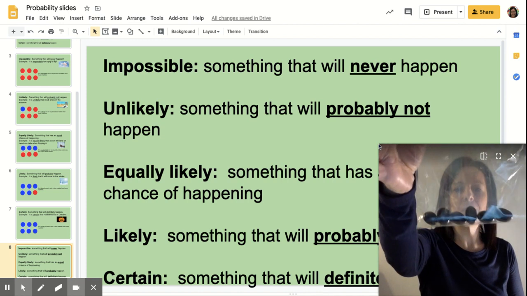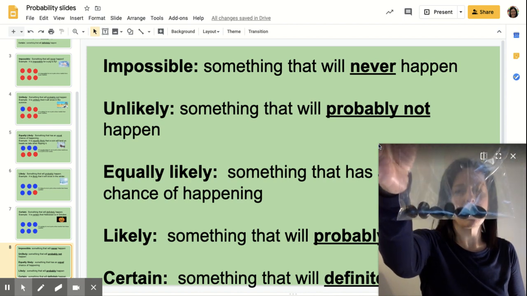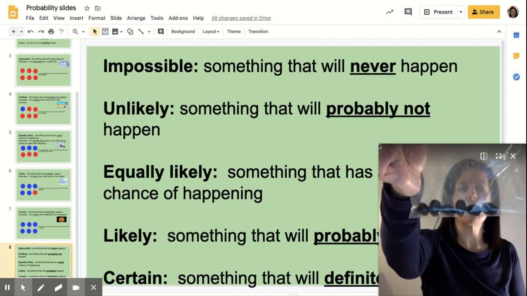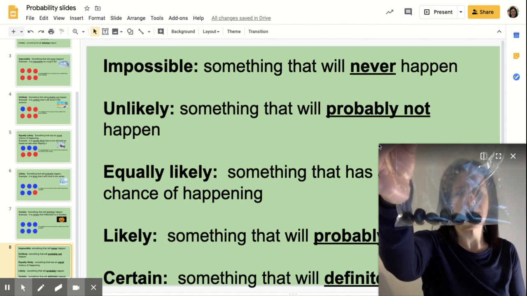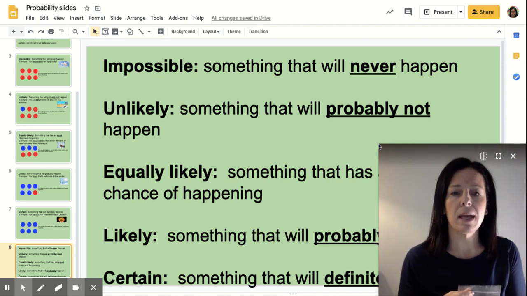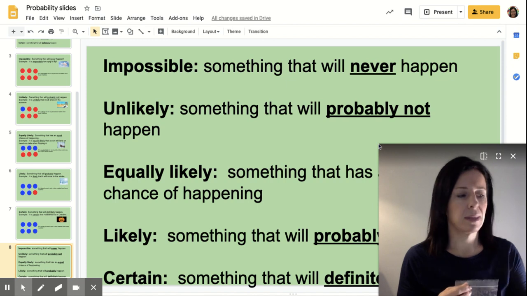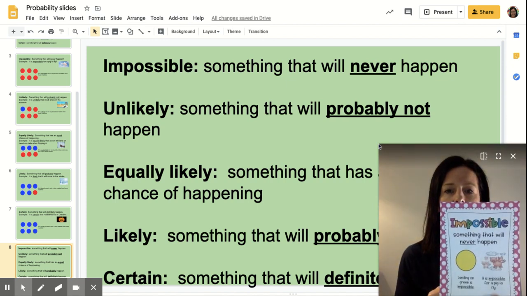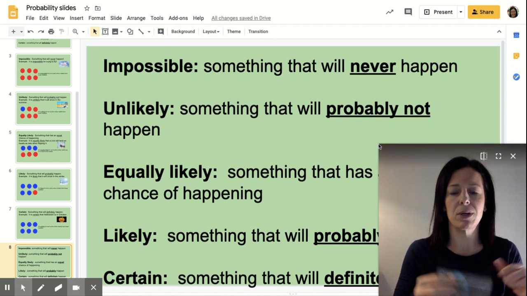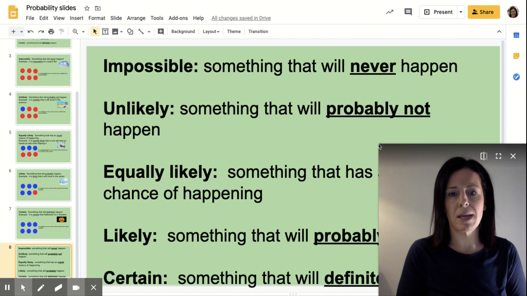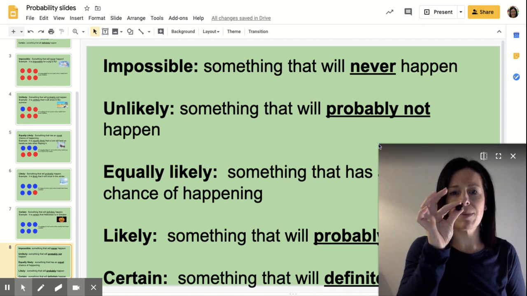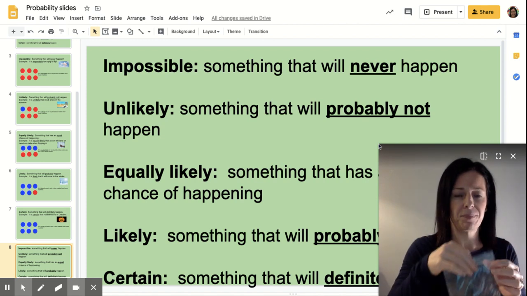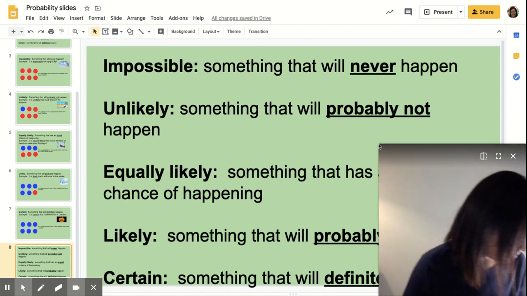I have 6 black jelly beans. What do you think it is for me to pick out pink? Impossible, unlikely, equally likely, likely, or certain? If you said impossible, you are correct. So I'll put it down here, shake it up, put my hand in, and I got black because there's no pink in this bag. Good.